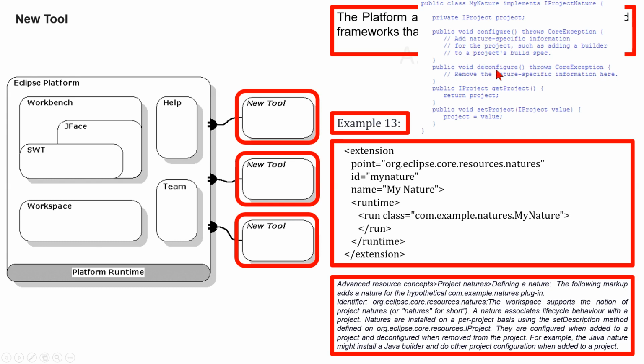You can implement the configure method to add a builder for a project. Add nature specific information for the project, such as adding a builder to a project's build spec. Remove the nature specific information here.